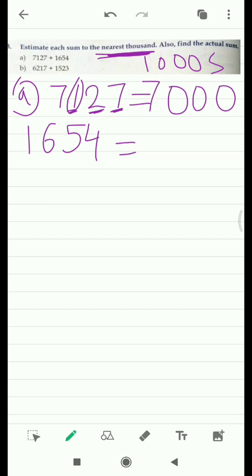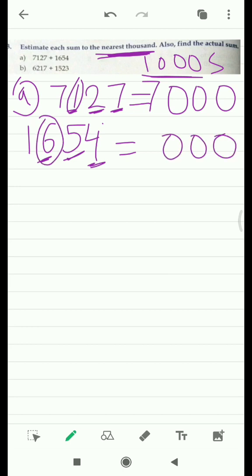ये नहीं पुश कर पाएगा, वीक है, तो ये नहीं पुश कर पाएगा 7 को 8 पढ़ने के लिए, तो 7 का 7 ही रह जाएगा. Next again round off to the nearest thousand, so 3 digits have to become 0, 4 becomes 0, 5 becomes 0 and 6 becomes 0. Now look at this 6, it's a strong digit, so it will push this 1 to 2.